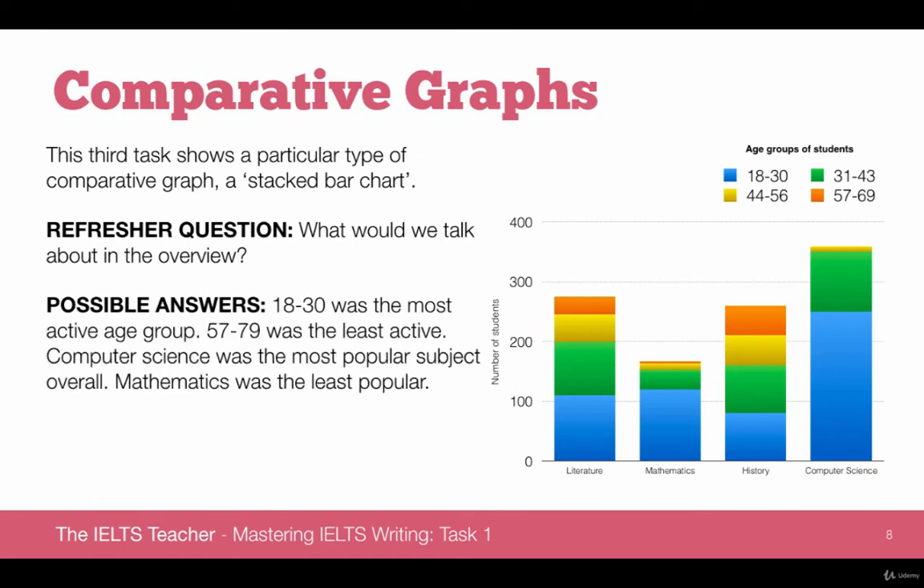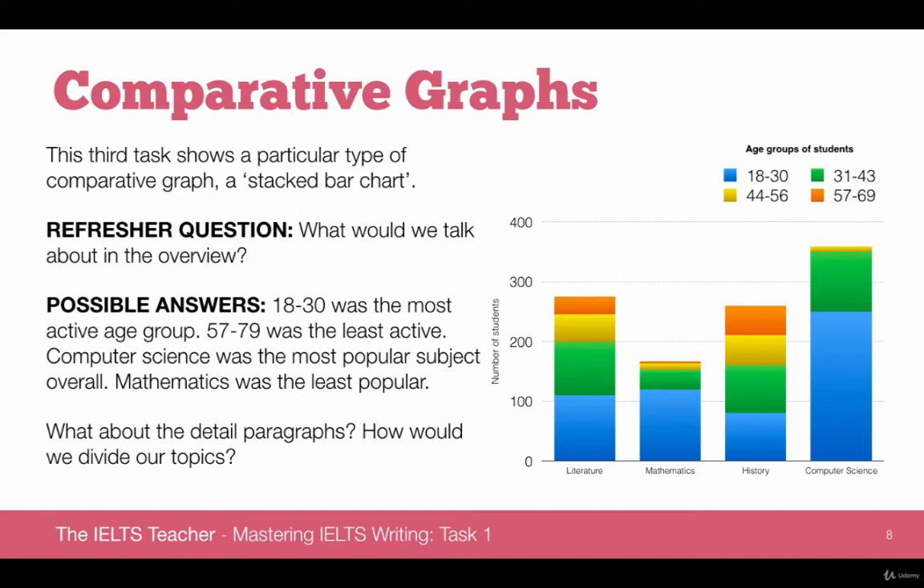Possible answers. We could look at the fact that 18 to 30 was the most active age group across the whole of the graph. We could look at the fact that 57 to 79 was the least active age group. We could look at the fact that computer science was the most popular subject overall. It's got the highest bar there. Or we could look at the fact that mathematics was the least popular overall. It's got the shortest bar there.